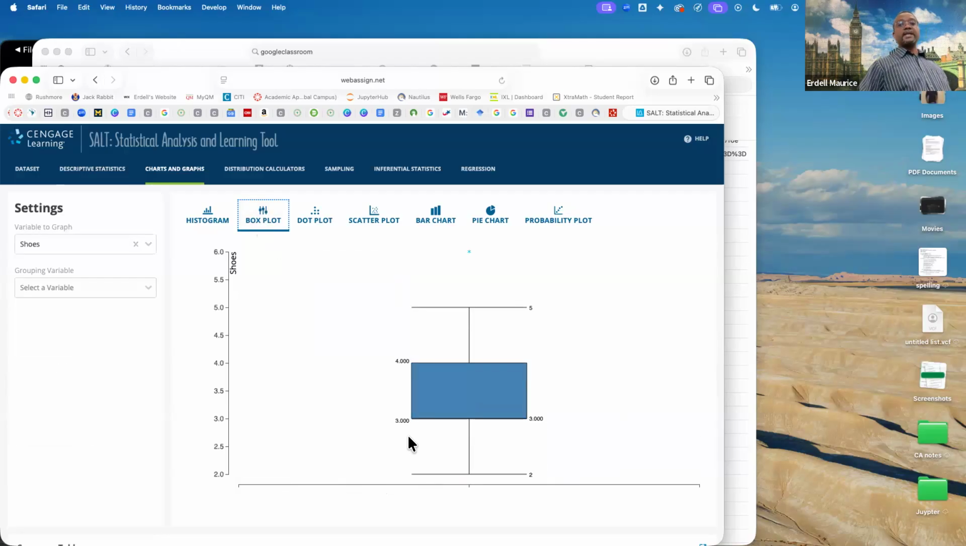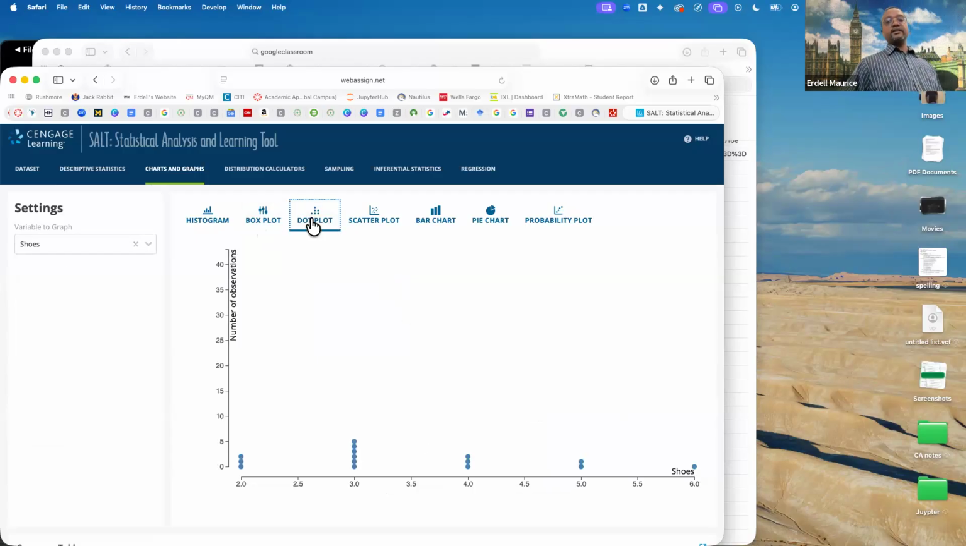Questions there? Here is a box and whisker plot. Right here, we'll tell you what that is as well, hopefully today. We did a dot plot as well. So a dot plot, see right here, 3 people.